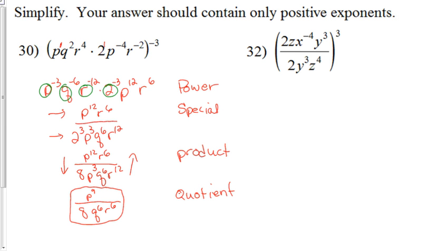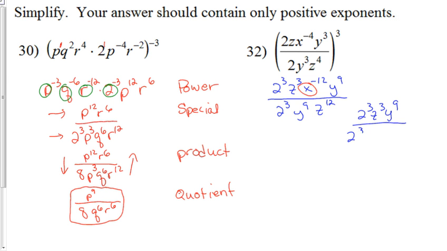Let's do it again on this problem. Power property. Special exponents. Here's one. That's the only one. So I'm going to write 2 to the third, z to the third, y to the ninth, 2 to the third, y to the ninth, z to the 12th, and then the x to the 12th goes to the bottom. The product, that's looking at the top, nothing can change there.